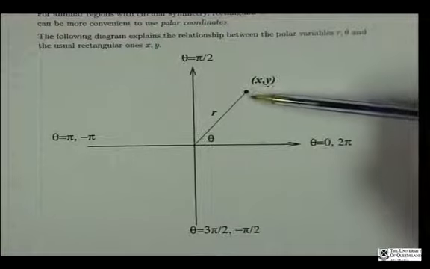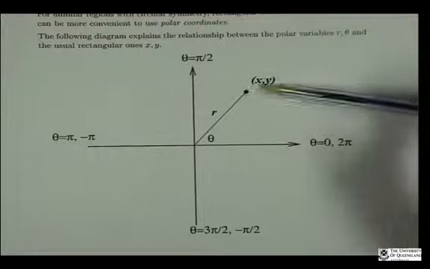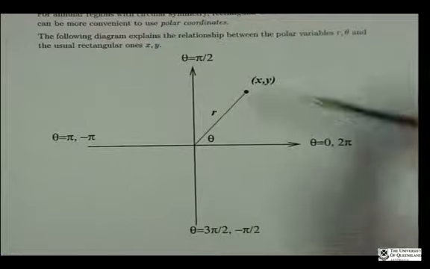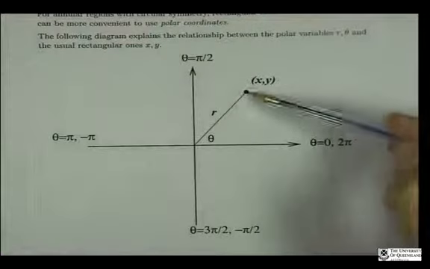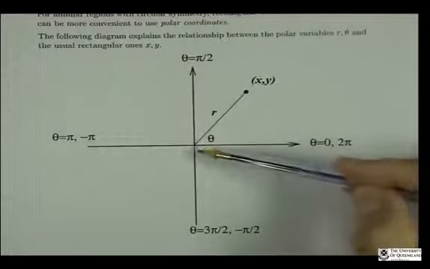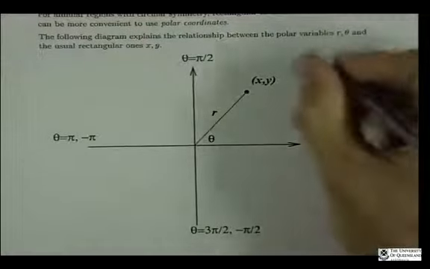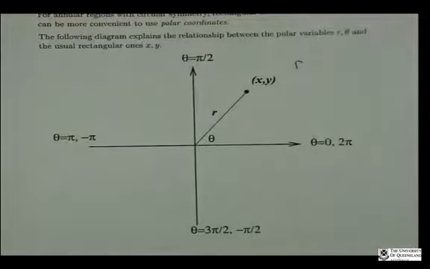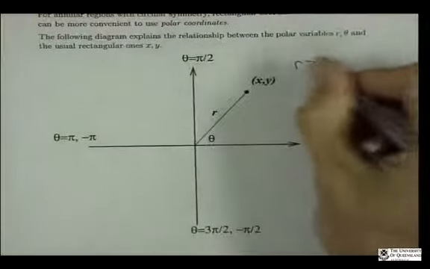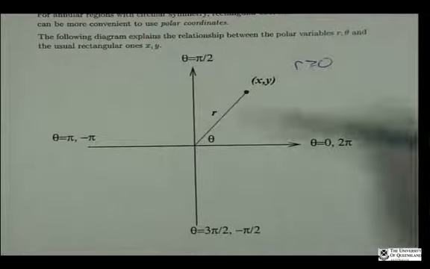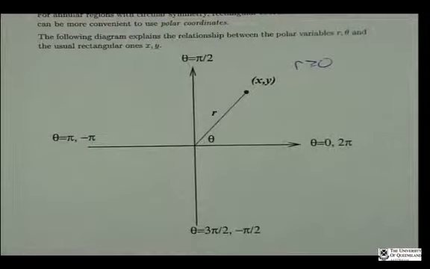Say we've got a point in the plane with coordinates x and y. What I can do is draw a straight line from that point to the origin, and I can measure the length of that straight line. This is one of the polar variables, which I'll call r. One feature of r is that it's always greater than or equal to 0 because it represents a distance. That's the distance the point lies from the origin.